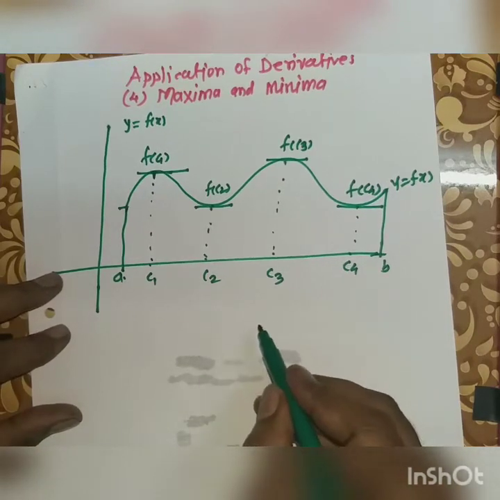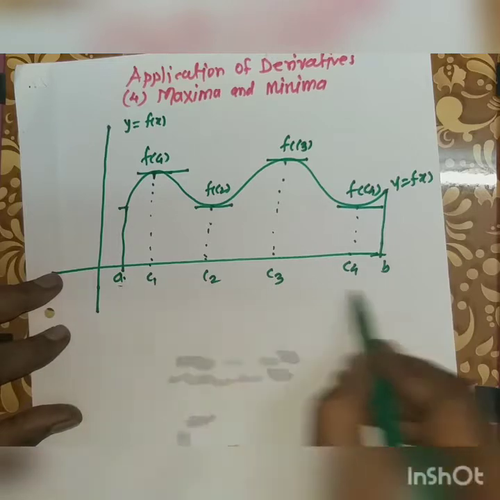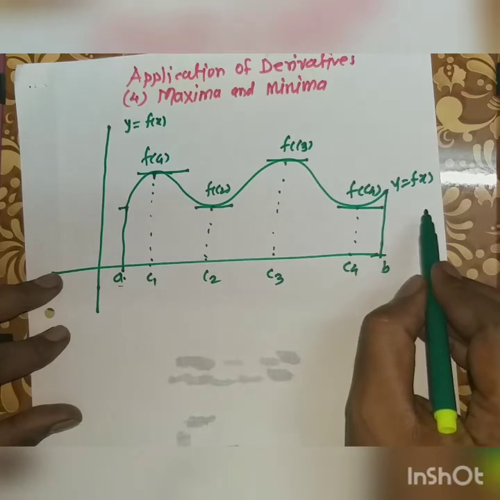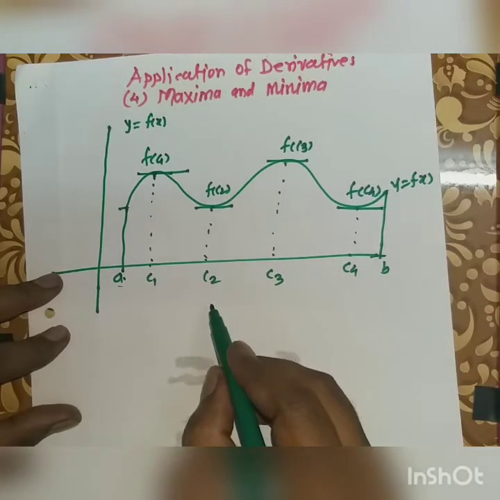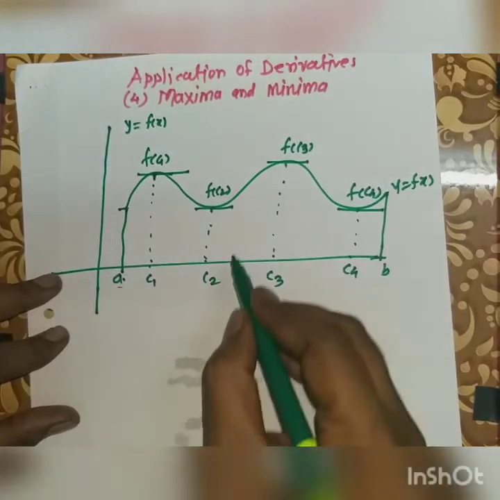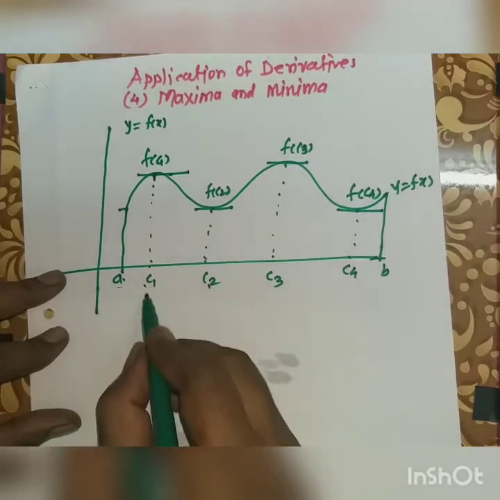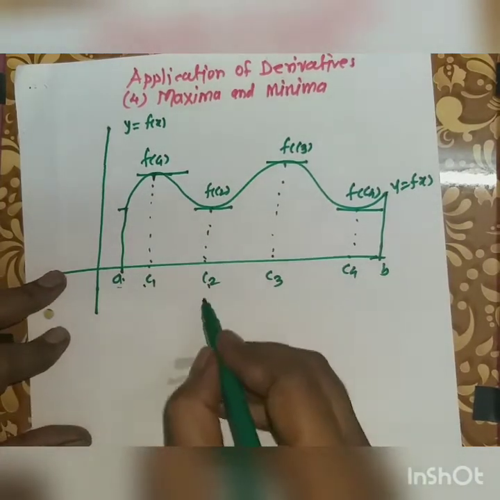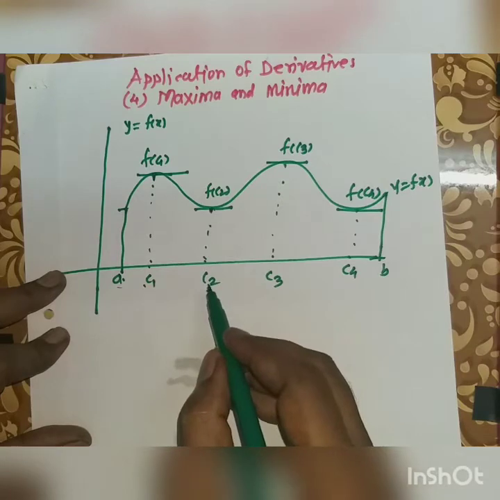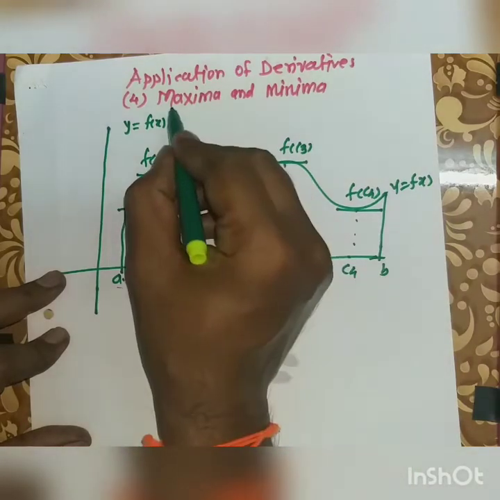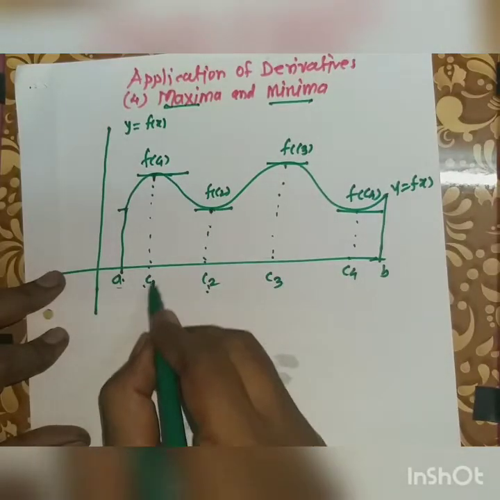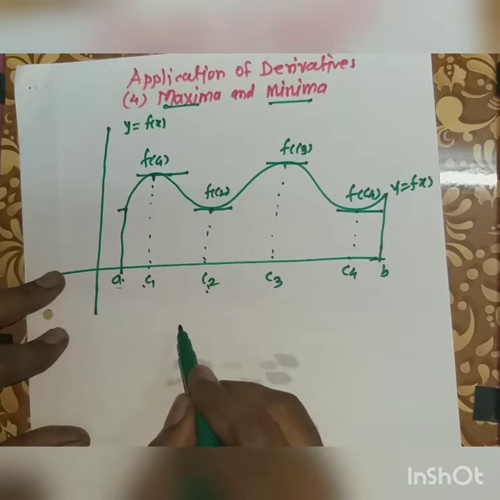Local maxima and local minima: these 4 points are included in this function, but not always are all 4 points included. There may be 2 points. Then out of these 2 points, the function is maximum or minimum at that point. Suppose C1 and C2. Then at C1, the function is maximum. At C2, the function is minimum. Such a type of concept we use to find the maxima and minima. That means the value of the function at that point which we find is called the maxima or minima.